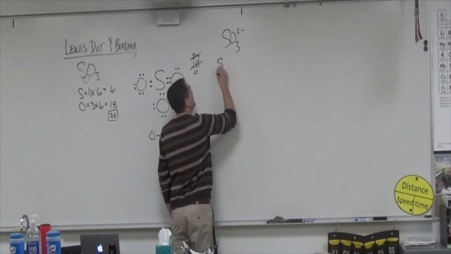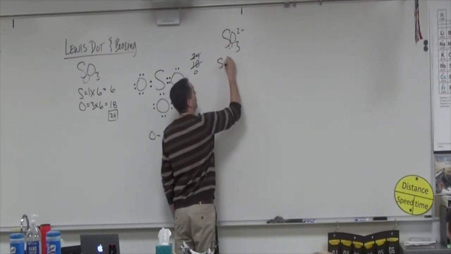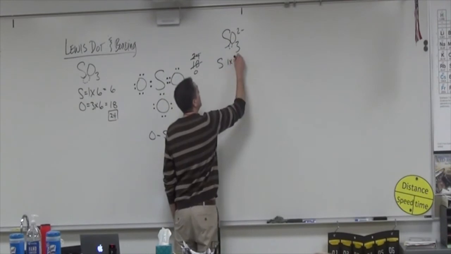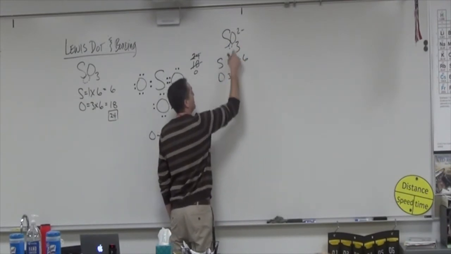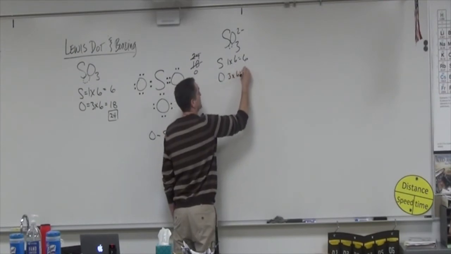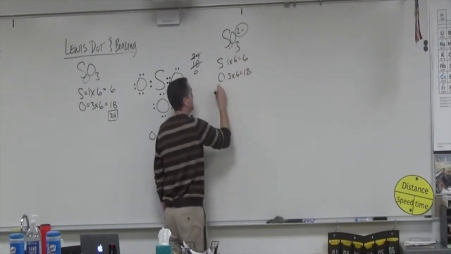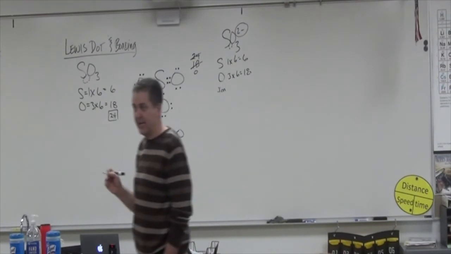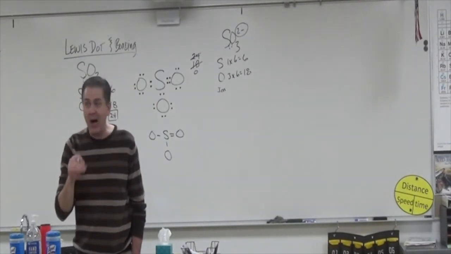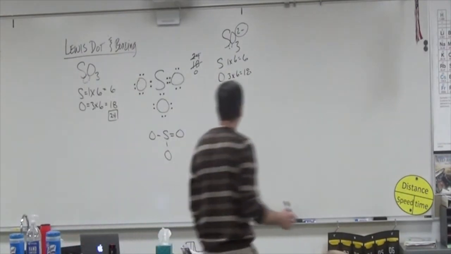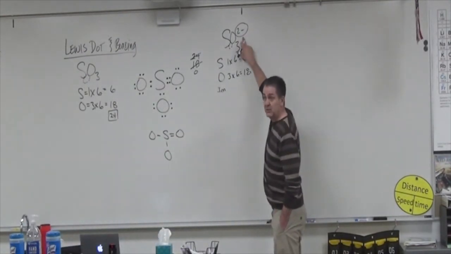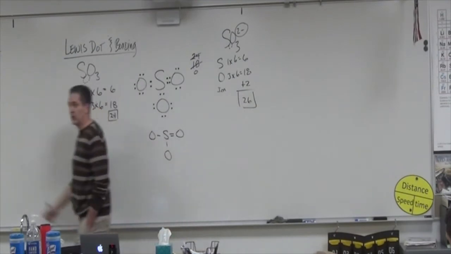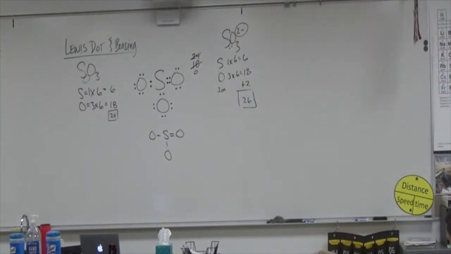Same thing. S, how many S's do I have? One. Times what? How many valence electrons? Six. Good. How many oxygens do I have? 3 times six. And then this right here means that it's an ion. Now, remember this. If it's a negative ion, it gained electrons. If it's positive, it lost electrons. Well, according to this, it gained 2 electrons. So now when I add this up, I have 26 total to work with. Okay?